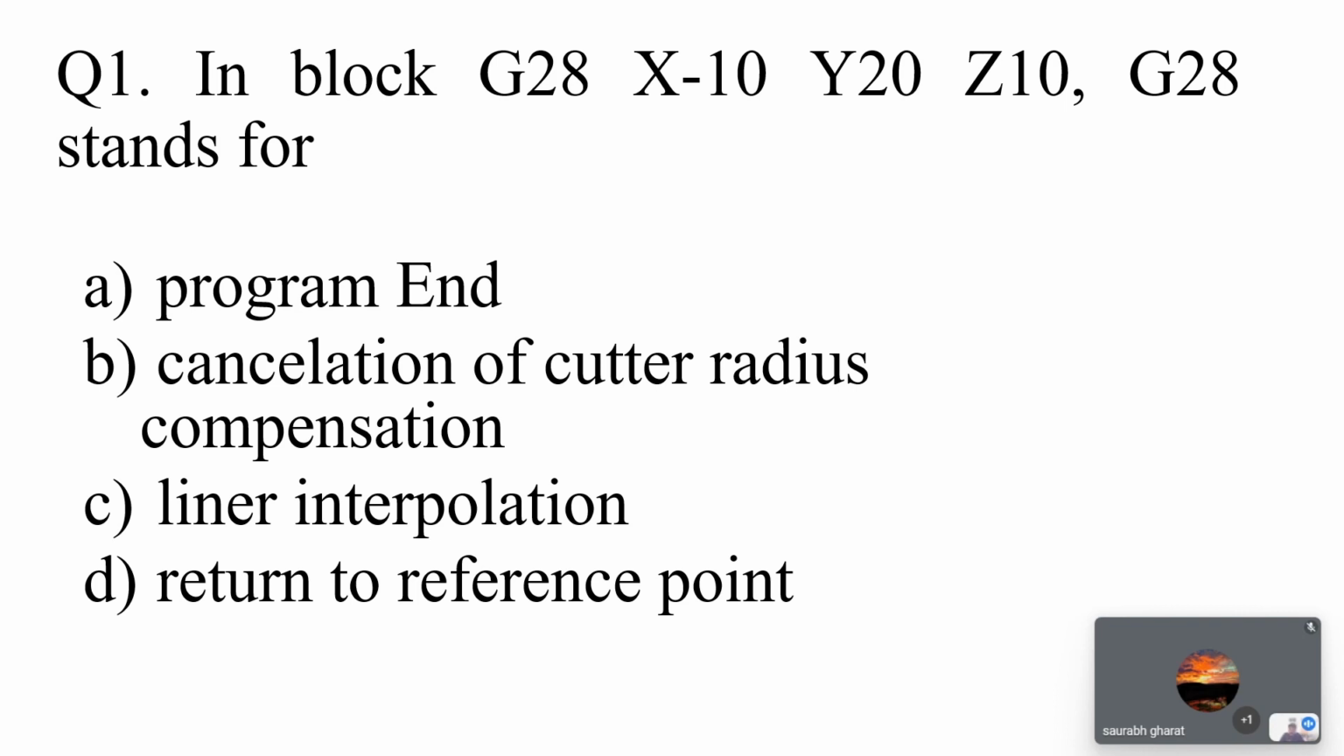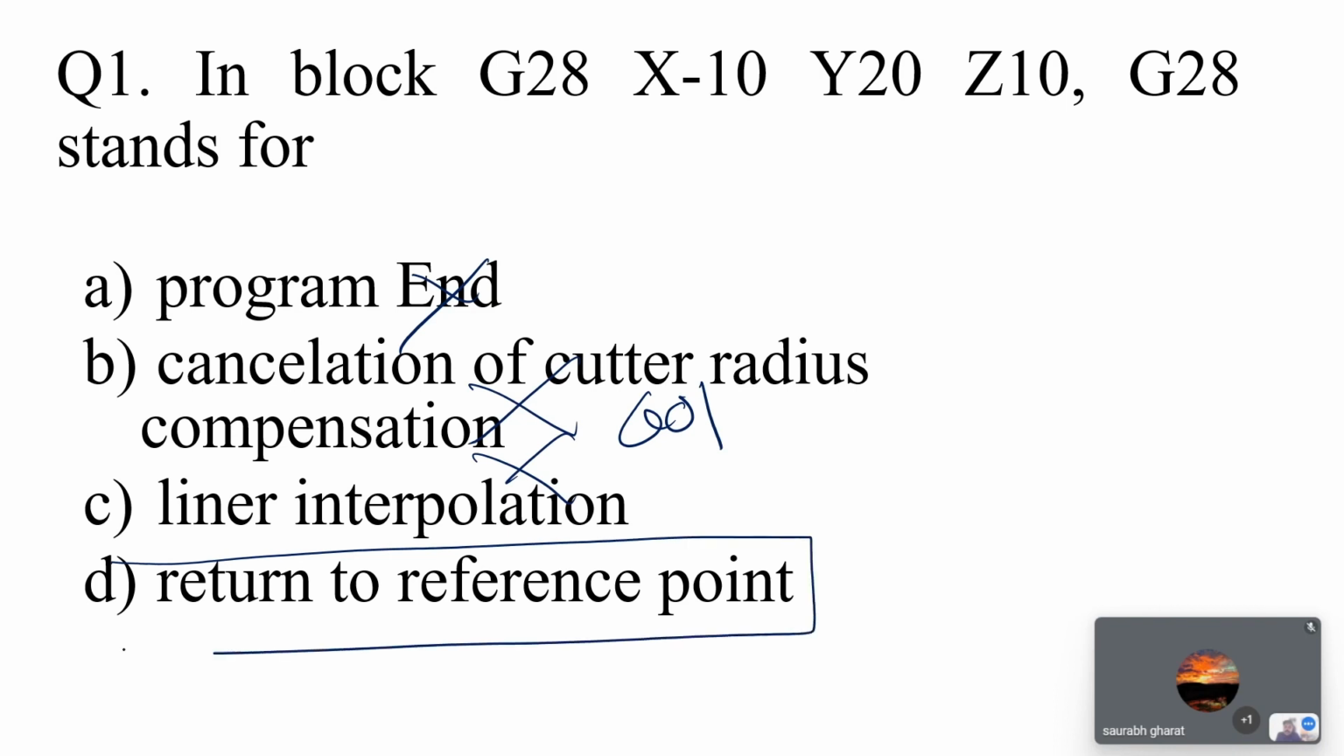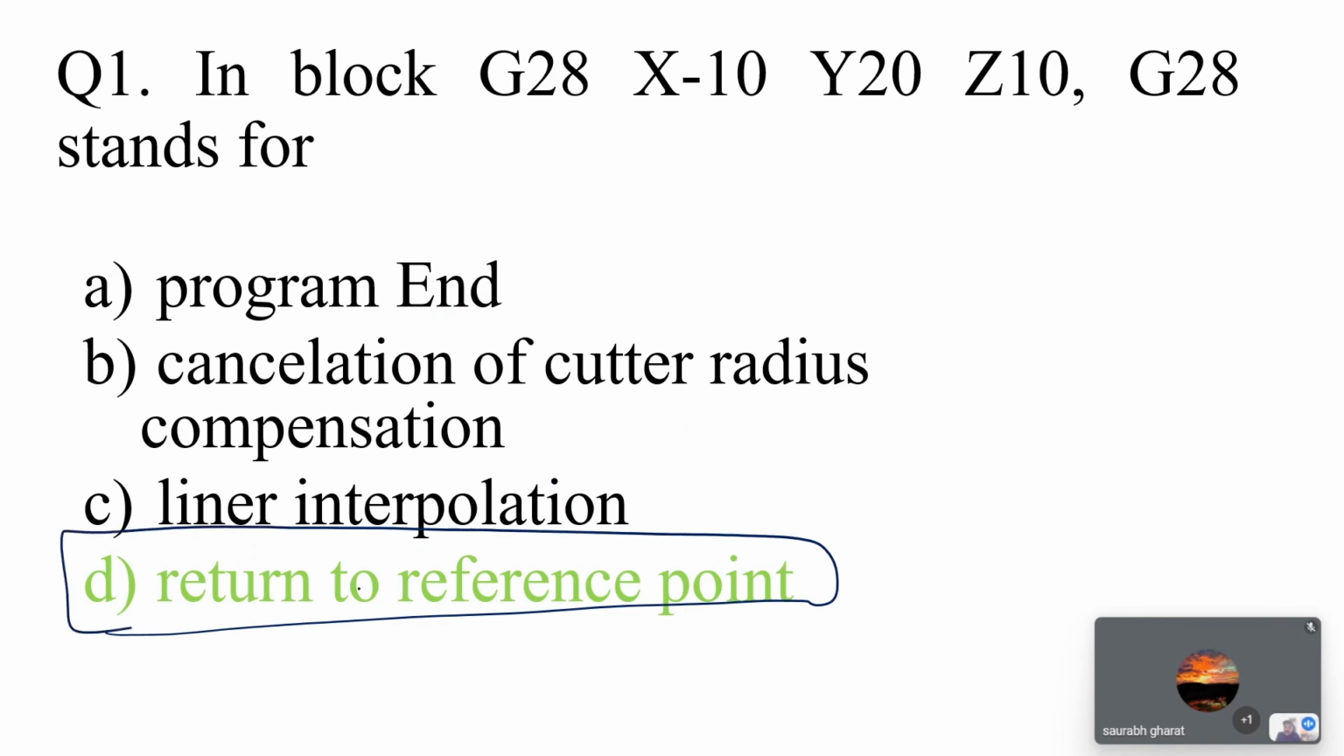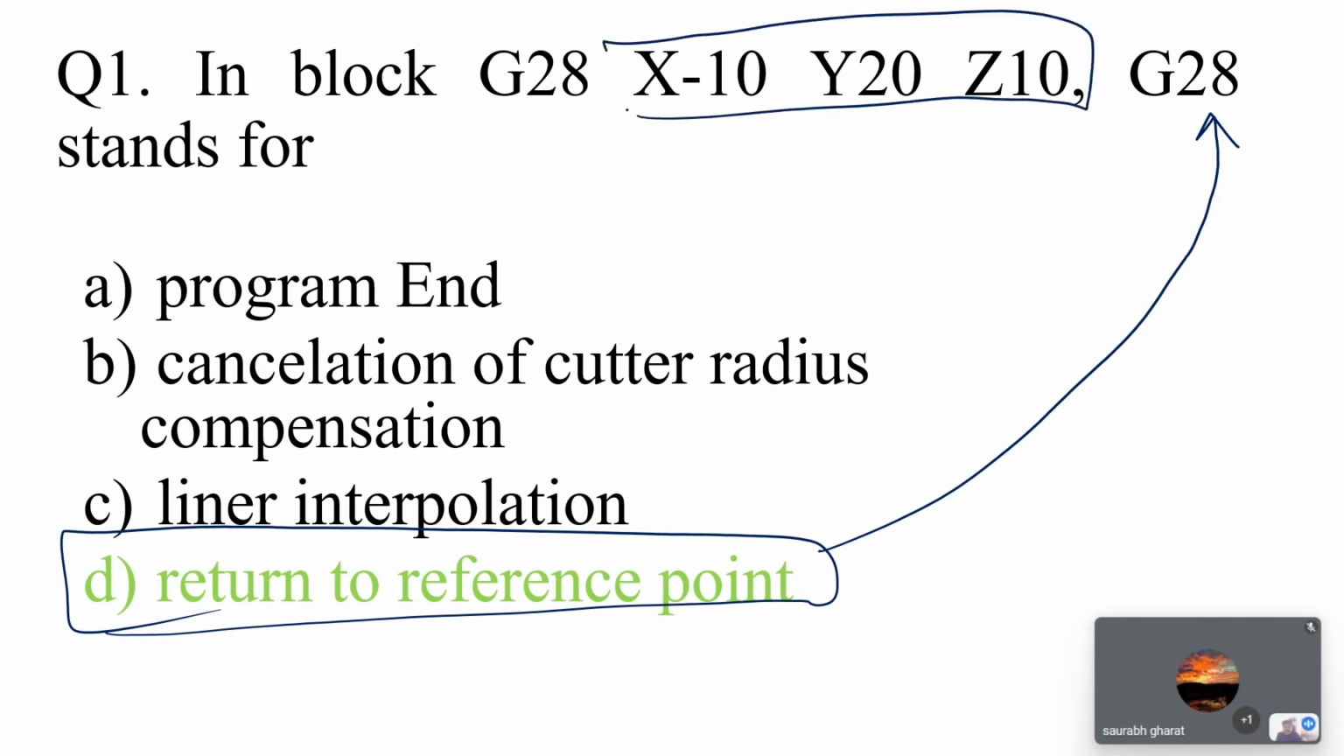Okay, so in block G28, X minus 10, Y20, Z10, G28 stands for what? End program is wrong here. Cancellation of the cutter radius compensation is wrong. Collision is not it either. Anyway, this is the only correct answer. So G28 stands for return to reference point. This is your reference point coordinates, and this is the point it will go to.